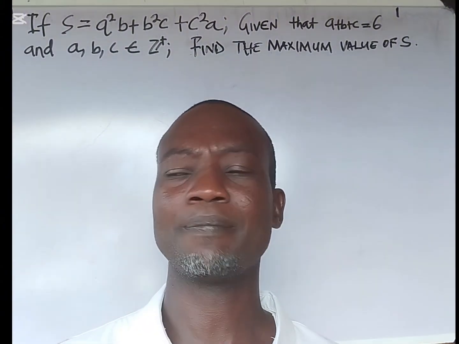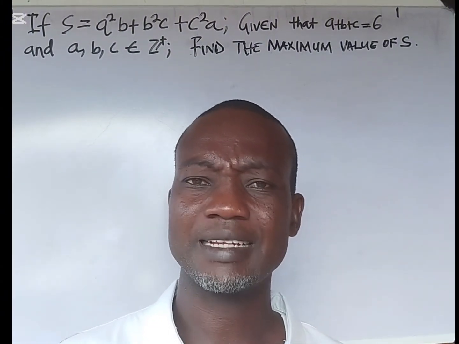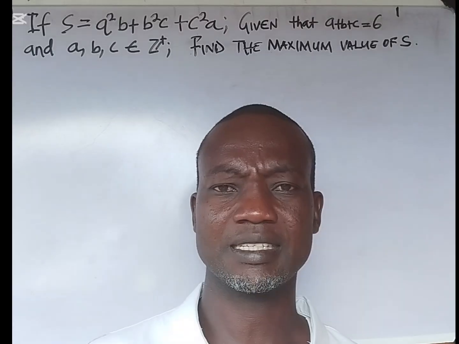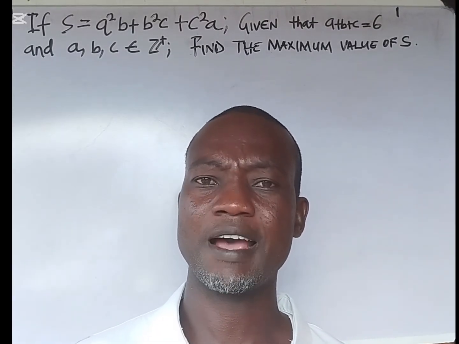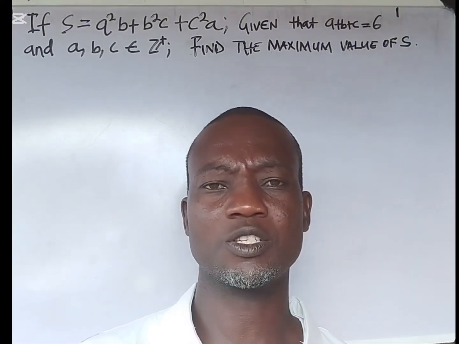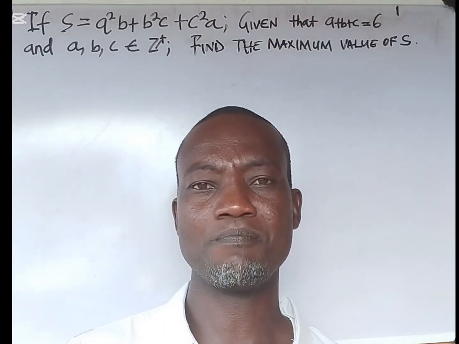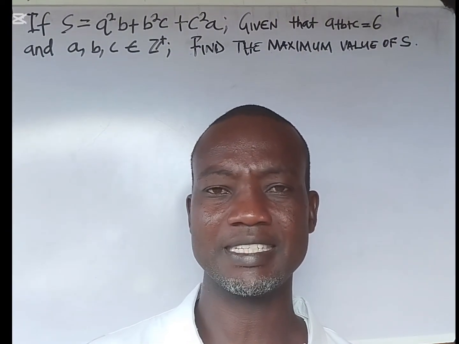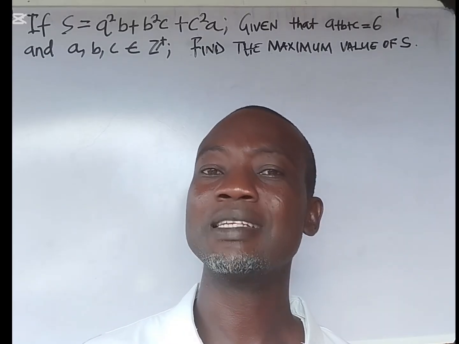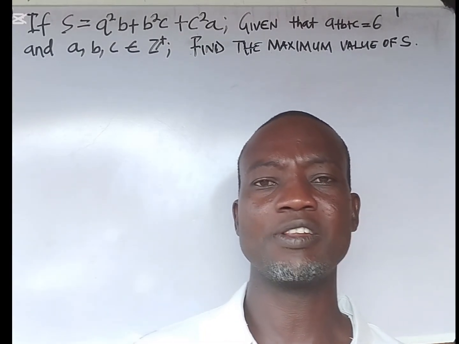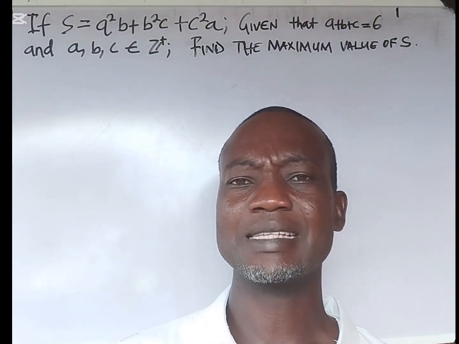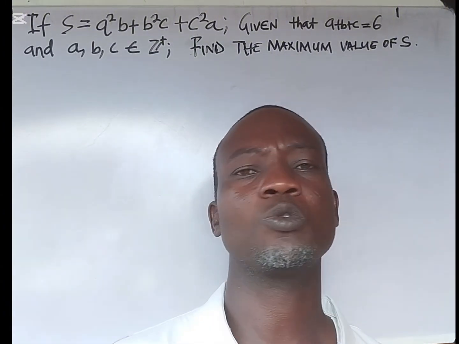The first thing we need to have at the back of our mind is, what is the set of positive integers? It starts with 1, 2, 3, 4, 5, 6, and so on. So the least member of the set of positive integers is 1. What it invariably means is that a, b, and c cannot take any number that is less than 1. With that at the back of our mind, let's go to the solution of the question.